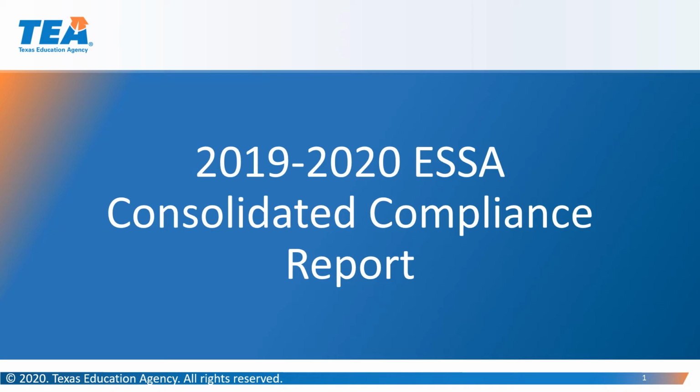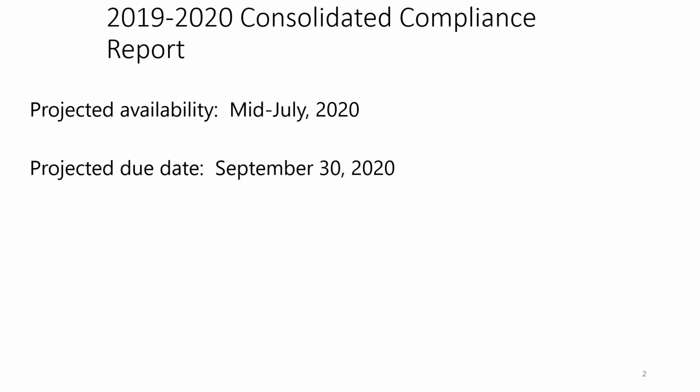In this section, we'll discuss the 2019-2020 ESA Consolidated Compliance Report. The projected availability for the ESA Consolidated Compliance Report is mid-July 2020. The projected due date for the report is September 30th, 2020.